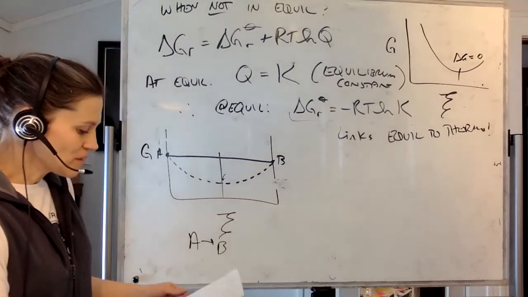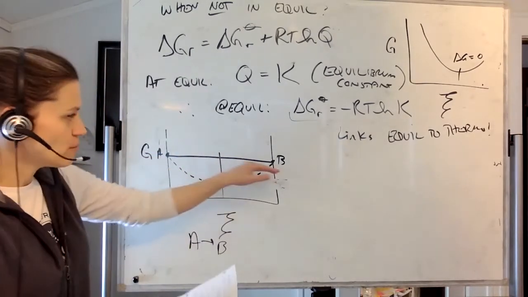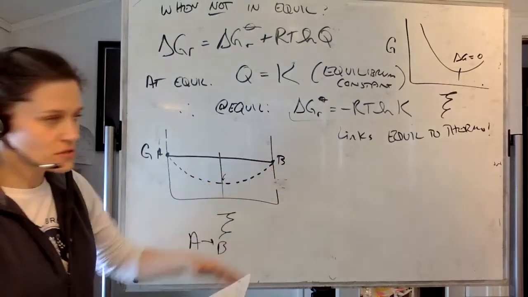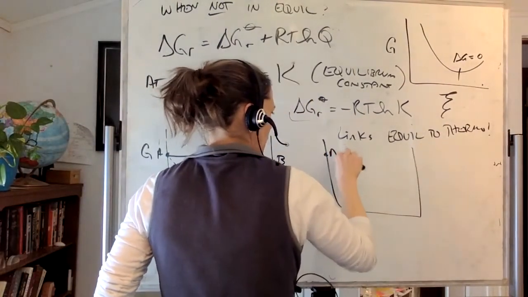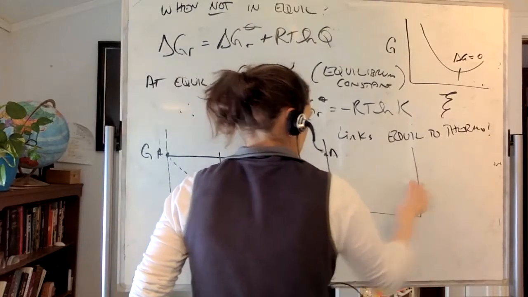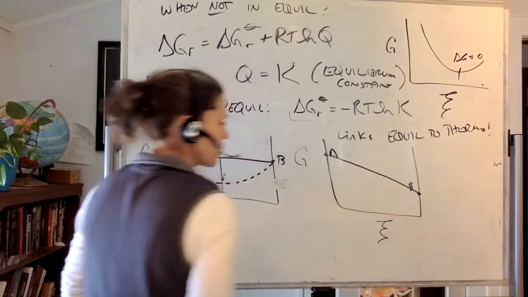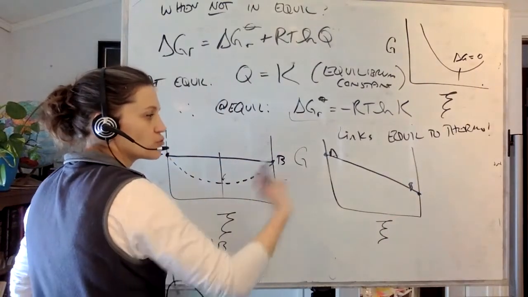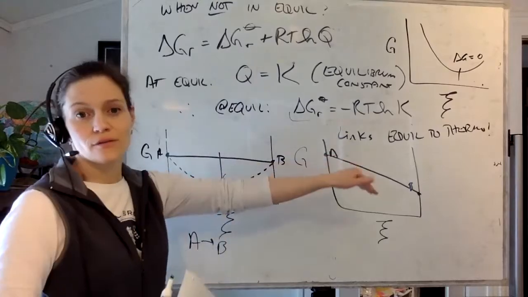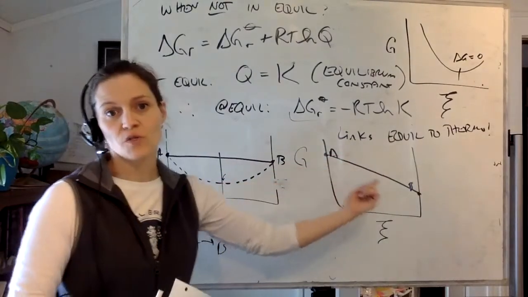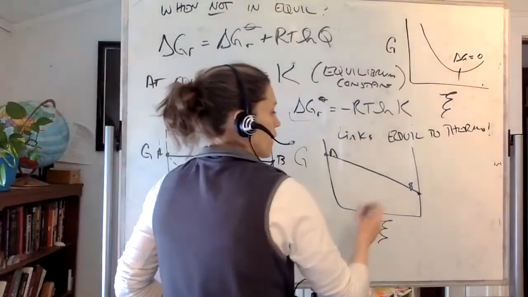If, however, A and B are at different chemical potentials, you will have a driving force. So this is Gibbs with respect to the extent of reaction. If you have a driving force, a different chemical potential between A and B, the system is going to spontaneously go towards the lower chemical potential or the lower Gibbs energy.